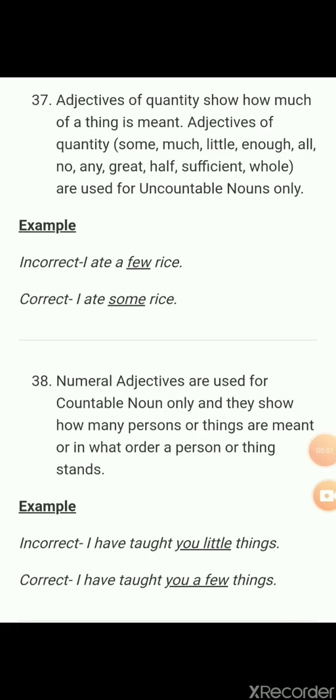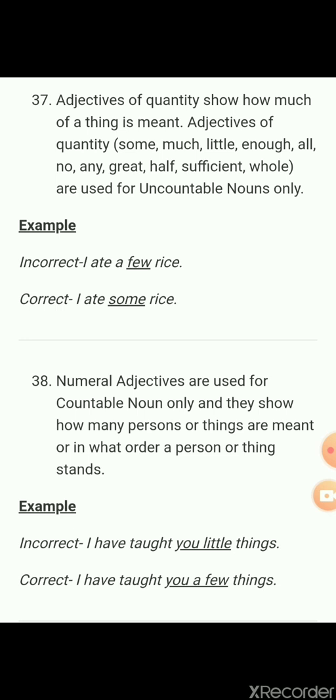Rule number 37, it is something related to the adjective of quantity. Adjectives of quantity show how much of a thing is meant. Adjectives of quantity like some, much, little, enough, all, no, any, great, half, sufficient, whole. See, no number in that. They are used for uncountable nouns only. It's so clear to understand. "I ate a few rice." "I ate some rice." Rice you can't count.